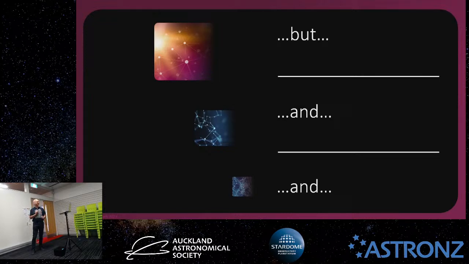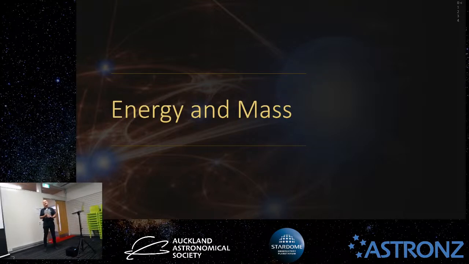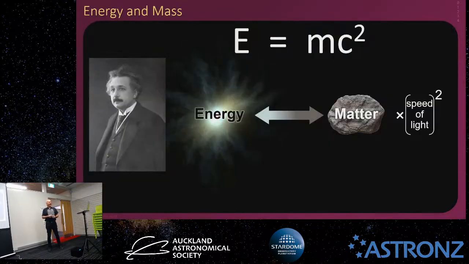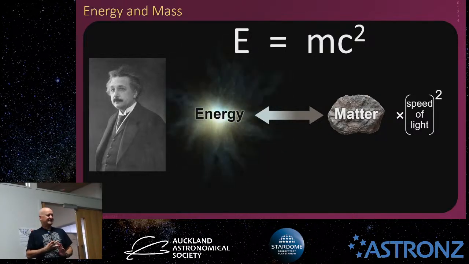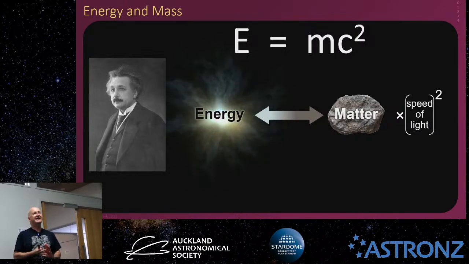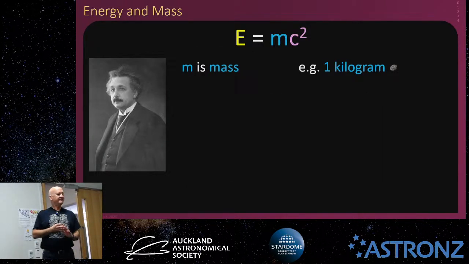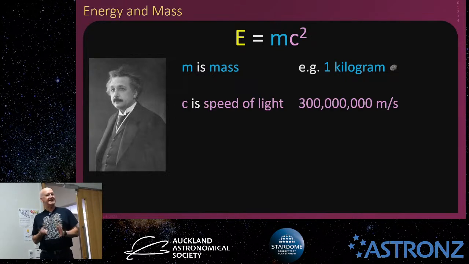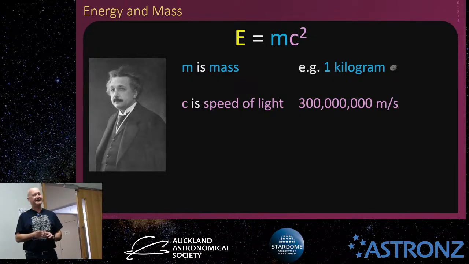It's not too far. But to start off with, I just want to introduce the concept of energy and mass, which is an important part of most physics and astronomy and particle physics. We'll start with Einstein's famous equation, E equals mc squared. What does this mean? It means that energy and matter are interchangeable, and it tells you what you get when you convert one to the other. If we break down the equation, m stands for mass, a certain number of kilograms, for example 1 kilogram. c is the speed of light, which is 300,000 kilometers per second, or 300 million meters per second.